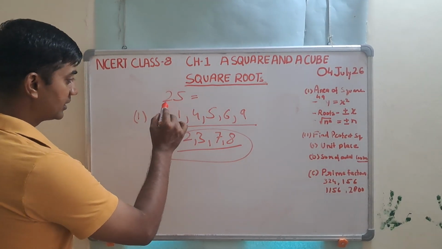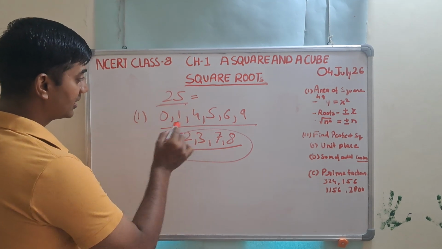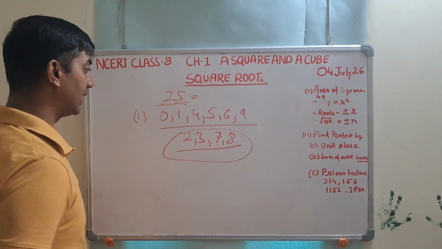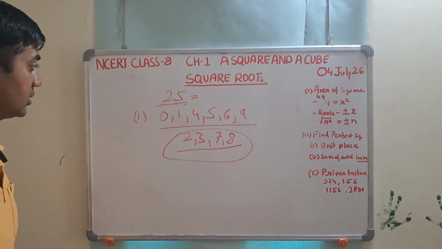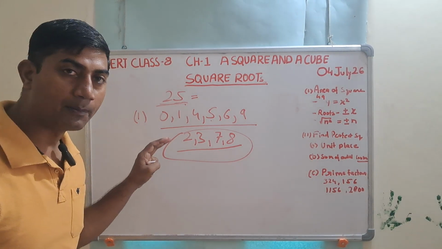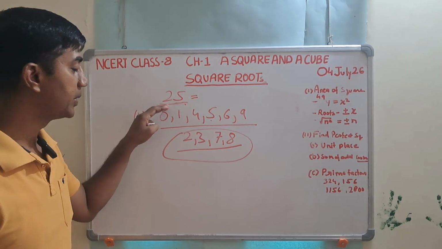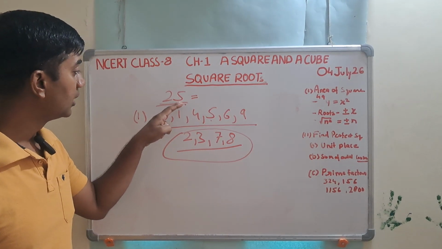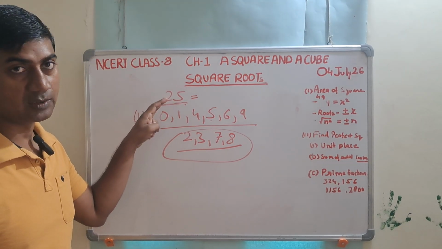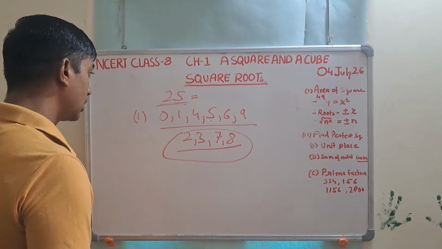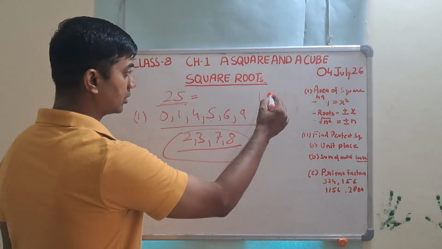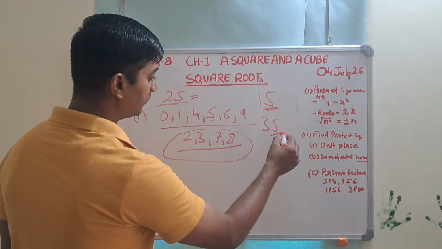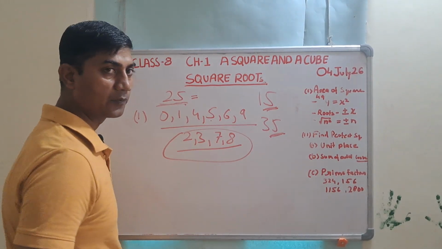We see it is given here 25. We can see 5 is at unit place, which means 25 may be a perfect square. You cannot always be sure that if 5 is at unit place, the number is a perfect square. Understood? You can take the example of 15 or 35. 5 is at unit place, but these numbers are not perfect squares.